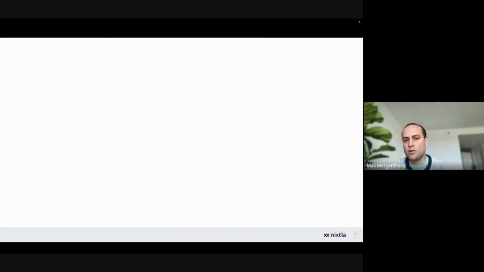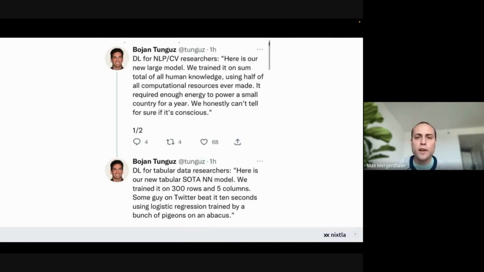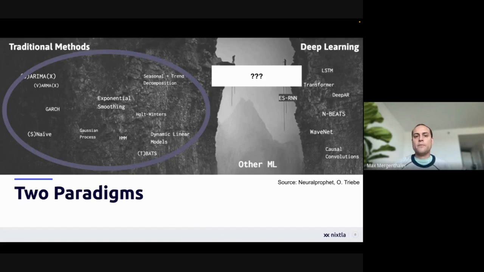To drive the point home, it seems that there's a huge disconnect between what is happening in other fields like natural language processing and computer vision, and what's happening in general in tabular data, or more particularly in time series. So where do we stand in this whole polemic of the time series field?